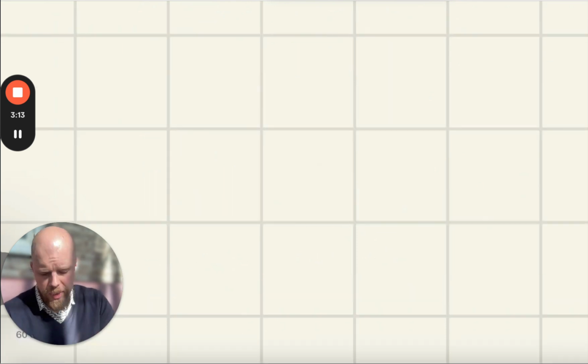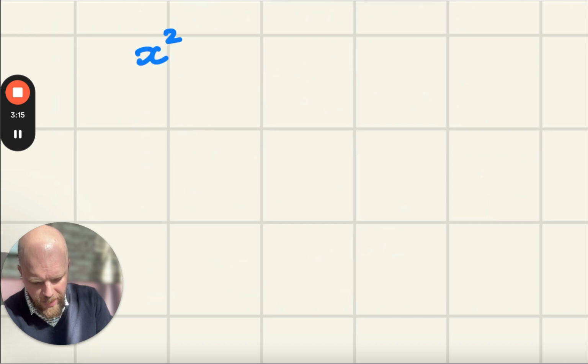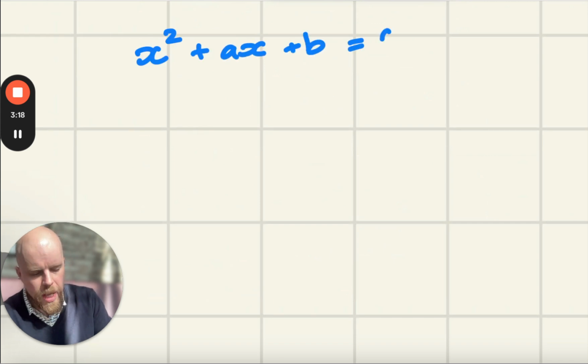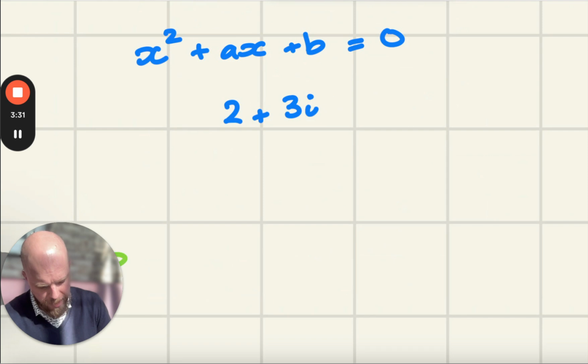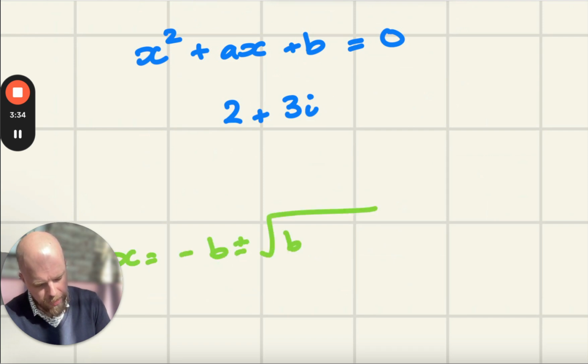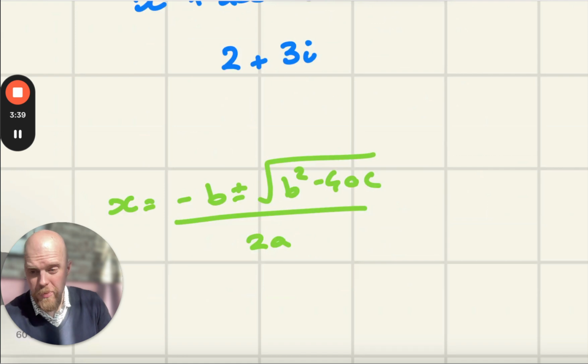Now, a very typical exam question might be something like this. Let's say we've got x squared plus ax plus b equals 0, and I'm going to tell you one solution is 2 plus 3i. What's the other solution? Now, if we think about the general quadratic formula, minus b plus or minus the square root of b squared minus 4ac, all over 2a, the complex numbers part comes when you square root a negative. So if b squared minus 4ac is a negative number, when I square root it, that's what gives me the i. Now you can see that there's the plus minus.